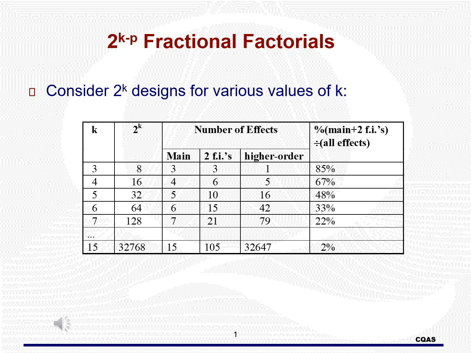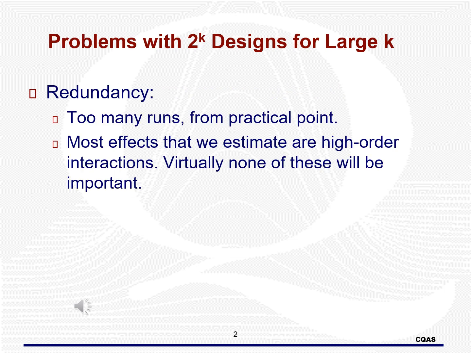The following table shows the total number of effects, and the percentage of effects which are main effects or two-way interactions for a given number of factors. Based on the sparsity of effects principle, it is apparent that as k increases, the efficiencies of the full factorials decrease. Two problems with full factorial design with large k.